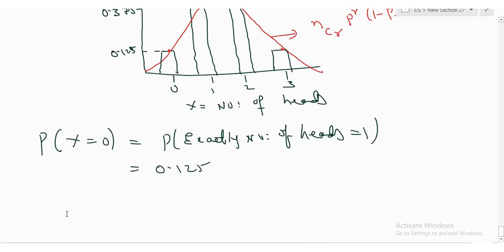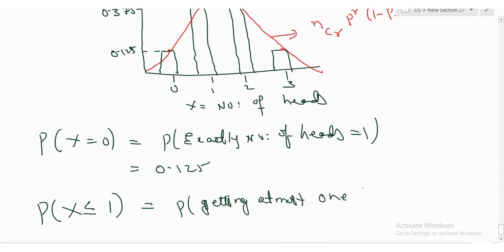Now I don't want like this. I want like this. What is the probability that x is less than or equal to 1? What is the meaning of this? Which is equivalent to probability of getting at most one head. At most one head is nothing but probability of I may get 0 heads. I'm having at most 10 rupees. What is the meaning? I'm having a maximum of 10 rupees. Means what? I may have 0 rupees, 1 rupee, 2 rupees, 3 rupees, like that.